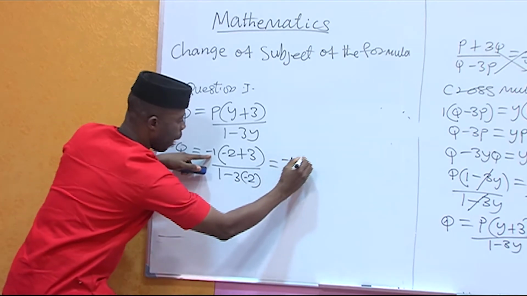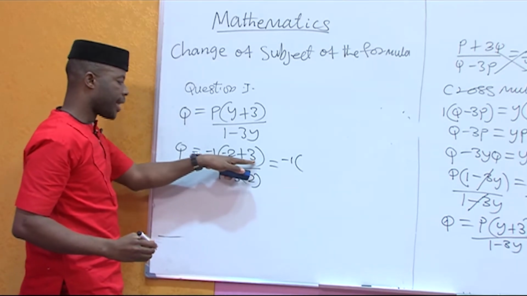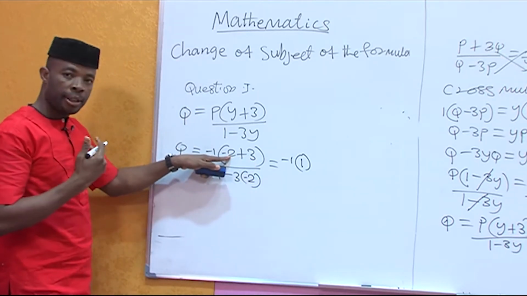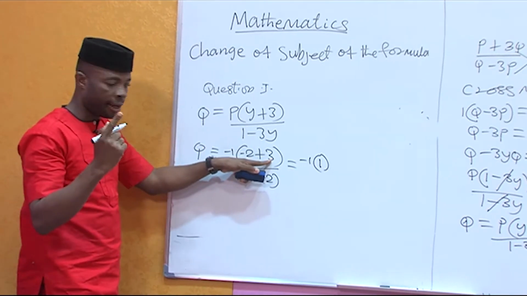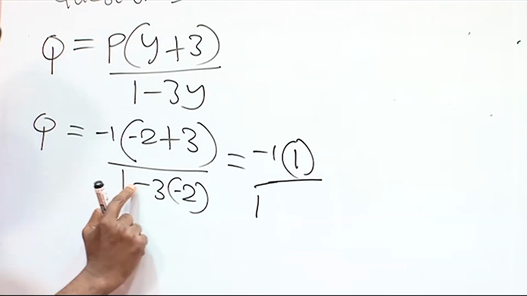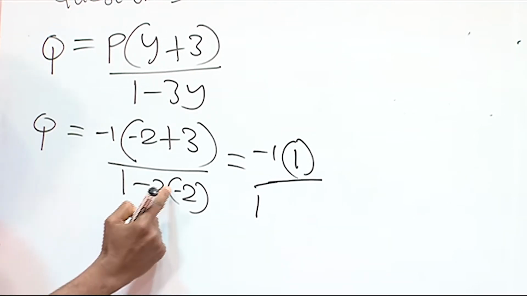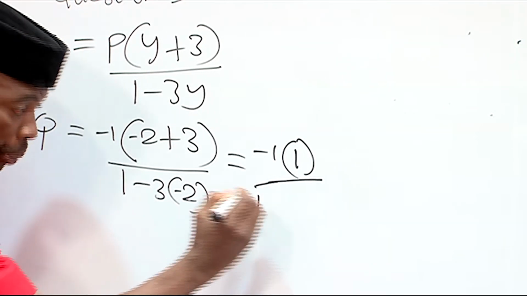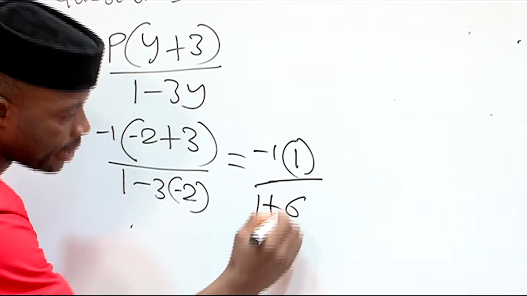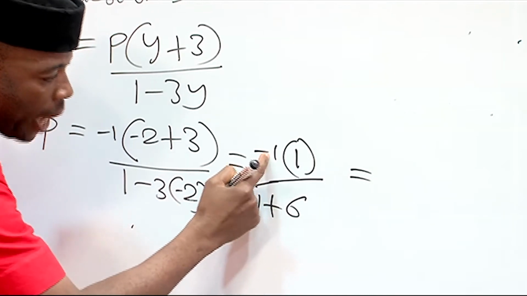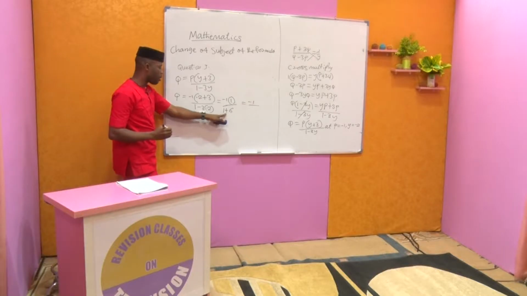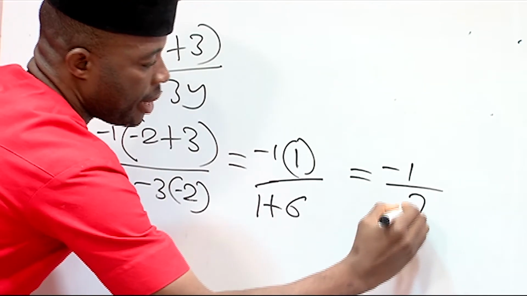Then we have minus 1 times (minus 2 plus 3). Minus 2 plus 3 is 1, meaning that you are owing me 2 naira and what we have is 3 naira. So you have 1, all divided. So 1 minus 3 times minus 2 is plus, because minus times minus is plus. Then 3 times 2 is 6. So minus 1 times 1 is minus 1 over. Then 1 plus 6 is 7.